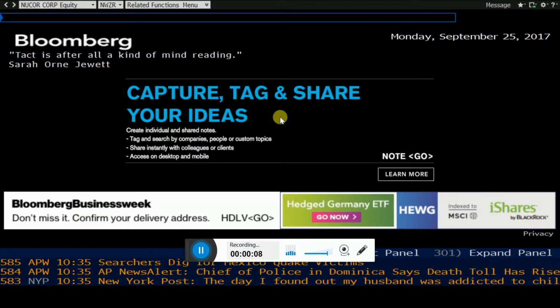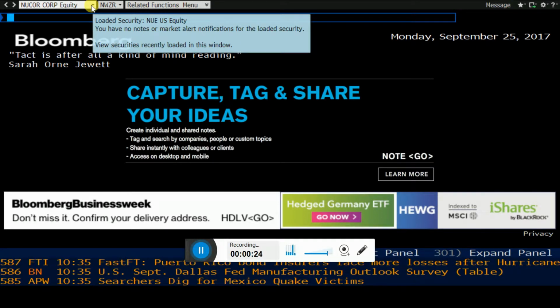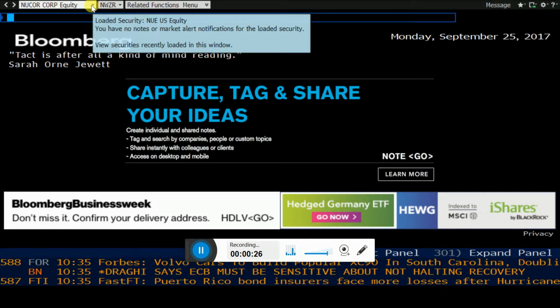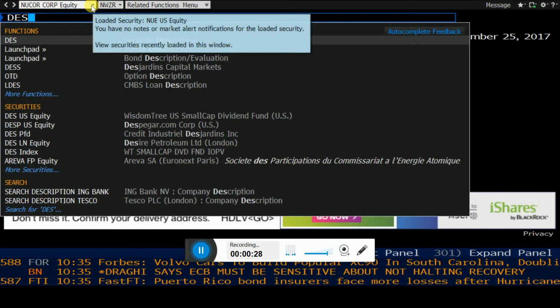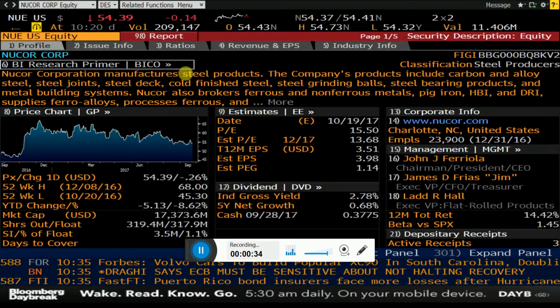So this is the basic interface of Bloomberg, and this is the search engine that we will be using to determine certain functions that we'll be seeing for certain companies. So the first function that we'll be looking at today is our DES function. This gives us the security description of any company that we want to look at.